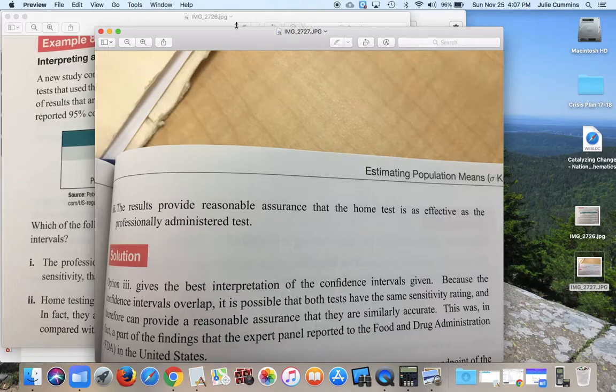So again, just wanted to reemphasize, you can't pick and choose inside that interval. The true mean could lie anywhere in there.